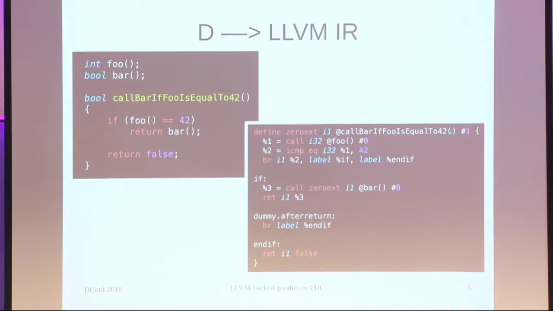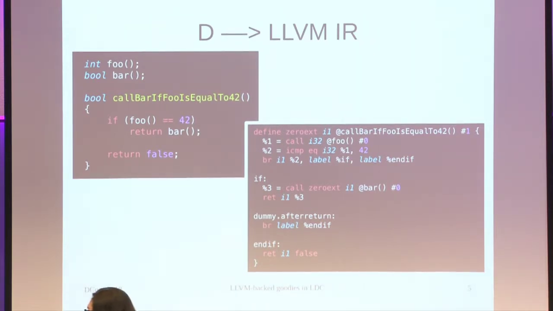It takes no parameters, and then there's this #1, which is basically like a UDA, a set of attributes that this function carries. Then the first statement, we call foo, and foo apparently is a function that returns an integer of 32 bits. And we assign it to this %1 thing. %1 is a local variable, and LLVM IR is a single assignment language.